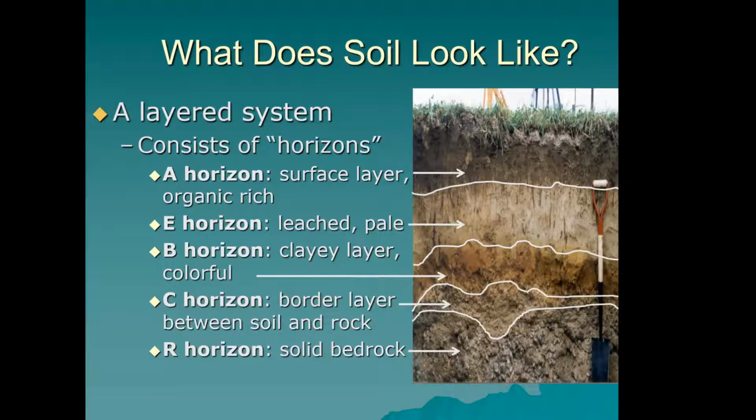The tricky part is there's often very little or a very subtle color change between the B and C horizon. They can often have very, very similar colors, so you can't always use color as a good indicator. Sometimes you can, sometimes you can't.